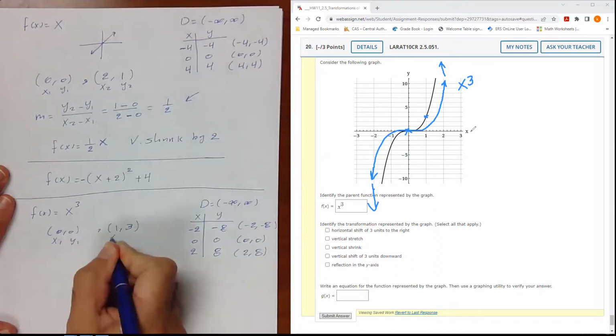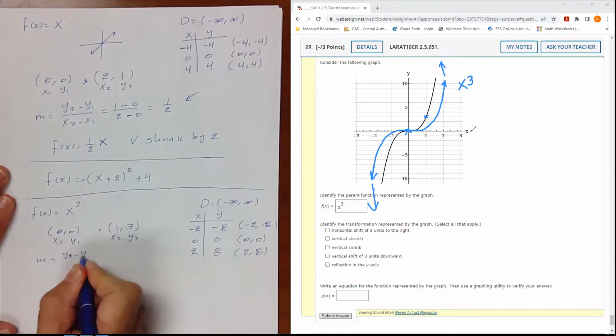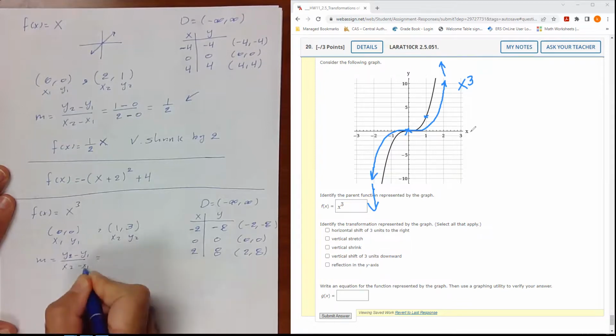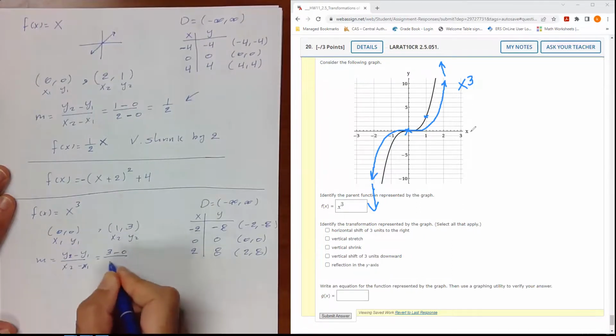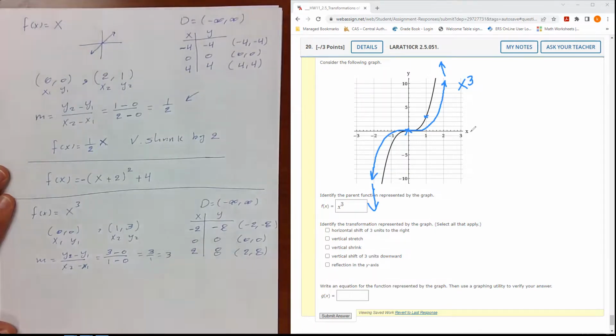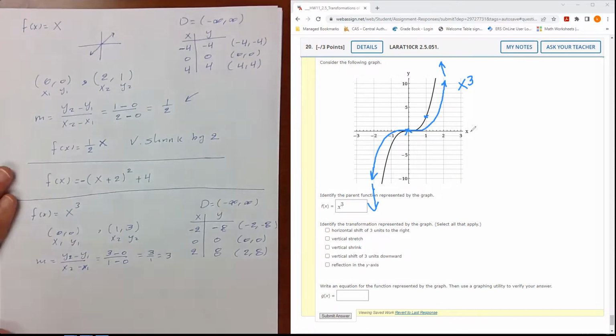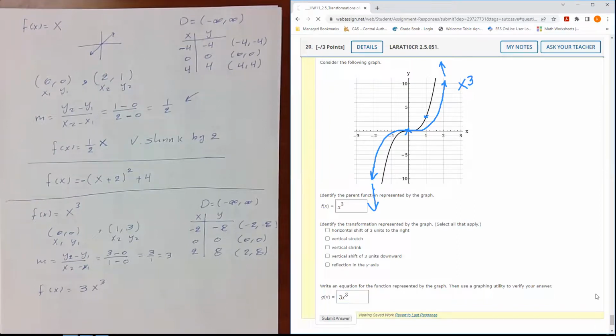x1, y1, x2, y2. So the slope is going to be y2 minus y1 over x2 minus x1, which is going to be y2 is 3 minus y1 is 0 over x2 is 1 minus x1 is 0. So it's going to be 3 over 1, which is equal to 3. That means the graph is stretched by 3. So how I'm going to say it's stretched by 3? You're going to say 3x cubed. That means our new function is going to be 3x cubed. That's it for this example.